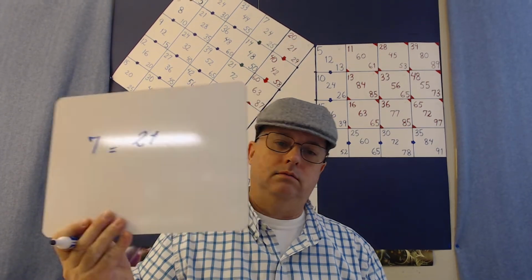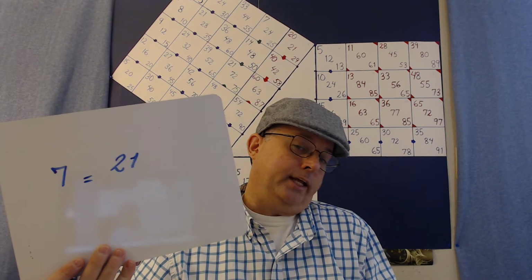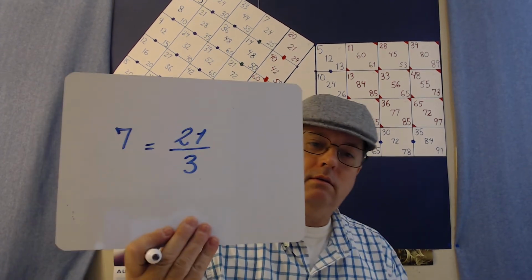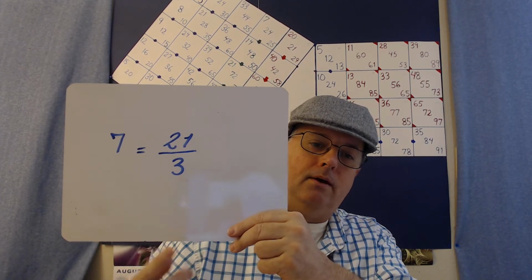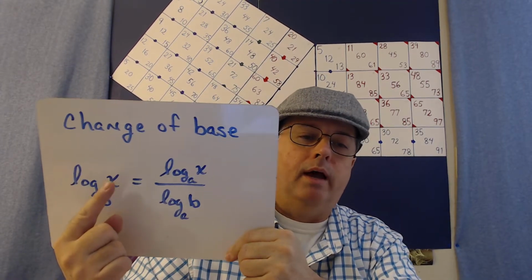Think of it this way. Suppose we have 7, and I say 7 is the same as 21. Well, no, 7 is not the same as 21. But if we adjust this number 21 and we divide it by 3, then it's true. 7 is the same as 21 divided by 3.